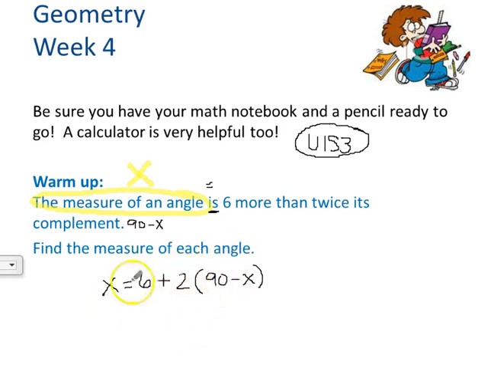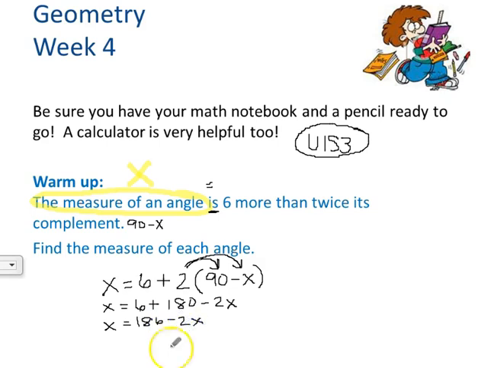And now what I'm going to do is look and see, is there anything that I can simplify? Well, there is. Look on the right-hand side. We've got that 2 times 90, which I know is 180, and then 2 times negative x, that negative belongs to the x, is negative 2x. So the first thing I did was distribute out that 2. Now, are there any more like terms I can combine on the right side? Yeah, we can add that 180 plus 6 to give me 186 minus 2x.